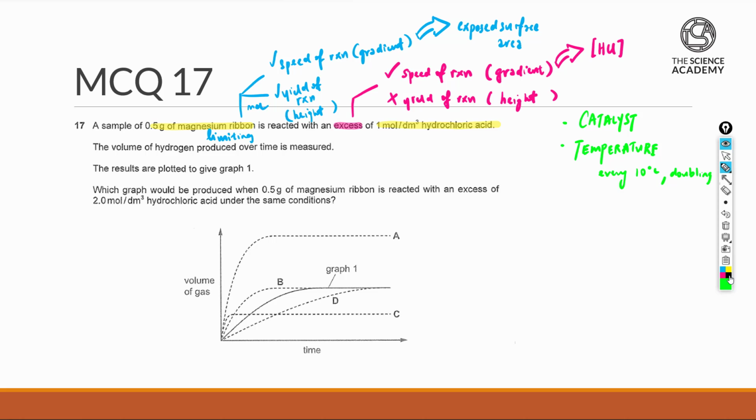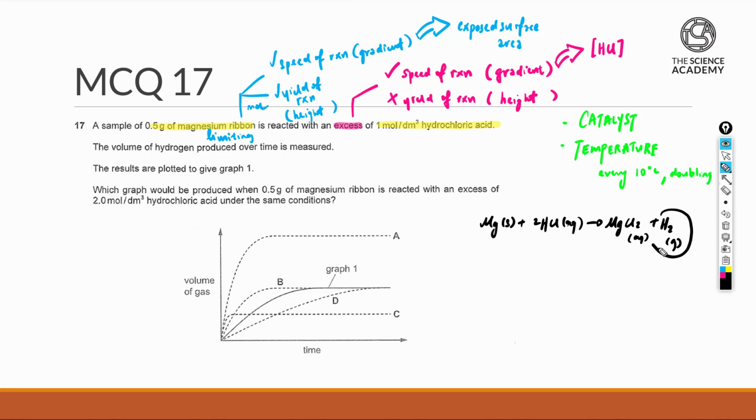So, I will always advise to write an equation here first. Magnesium ribbon plus hydrochloric acid will provide for us magnesium chloride as our salt, which is aqueous, and the liberation of hydrogen gas, which is what the question was actually tracking in the graph itself.